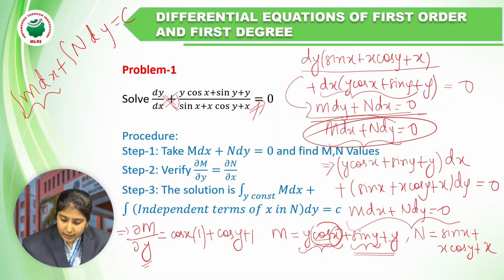Now let me take my dou M by dou y value. It is cos x multiplied by 1, which is anyway cos x, right? So cos x plus cos y plus 1. And my dou N by dou x value is what? Dou N by dou x.